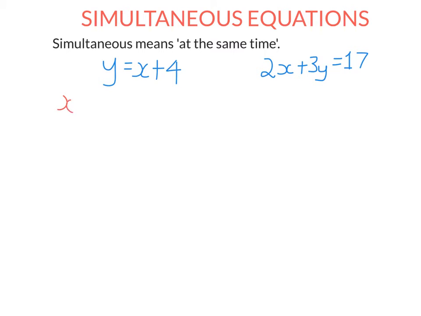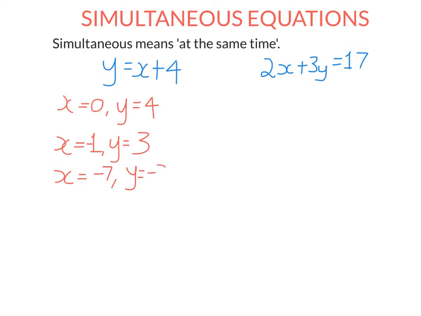So one solution could be if x equals 0, y equals 4. That's a solution to this equation here, because if I substitute x is 0, y equals 4, I get a true statement. 4 equals 0 plus 4. So there are heaps of other solutions. I could take a negative number. If x is equal to negative 1, y is equal to positive 3. I could have, say, x is minus 7, y is equal to minus 3. So that, again, is a solution, because if I put minus 3 equals minus 7 plus 4, I get a true statement.